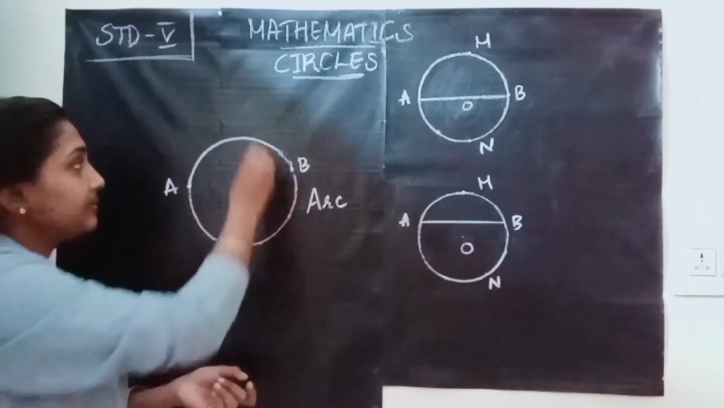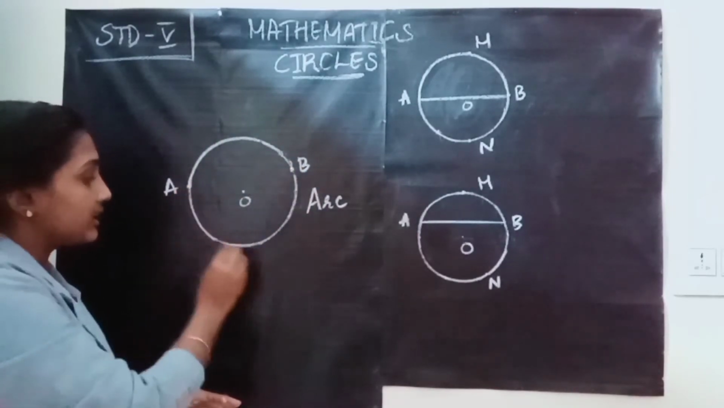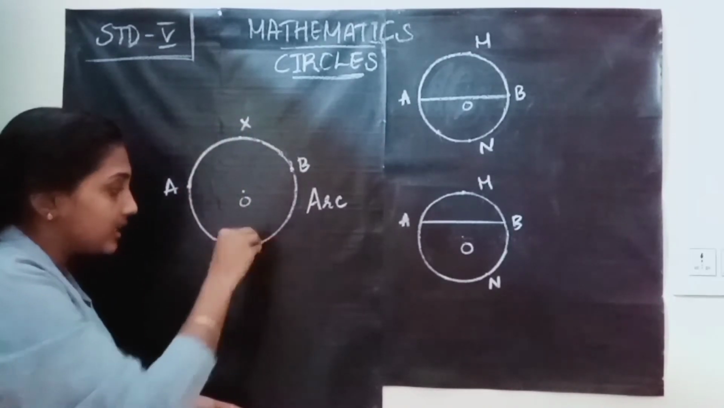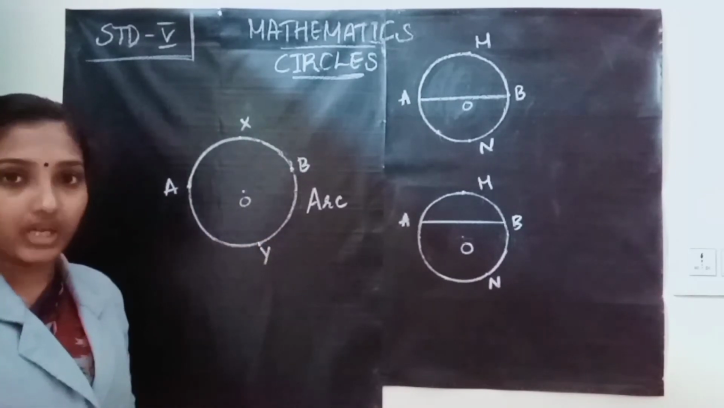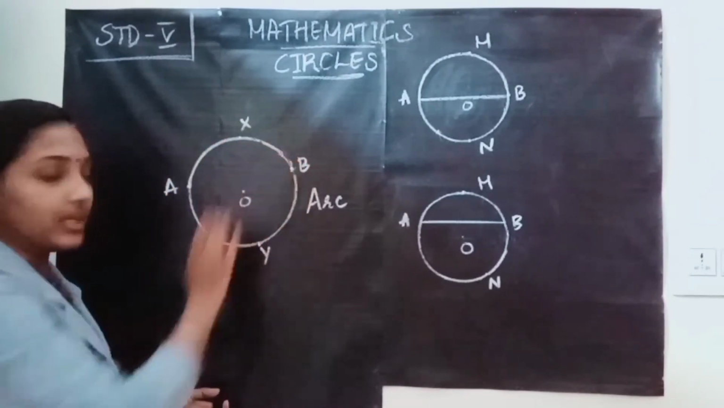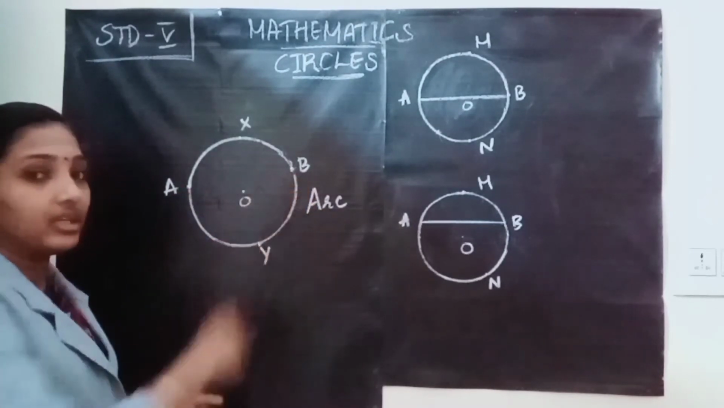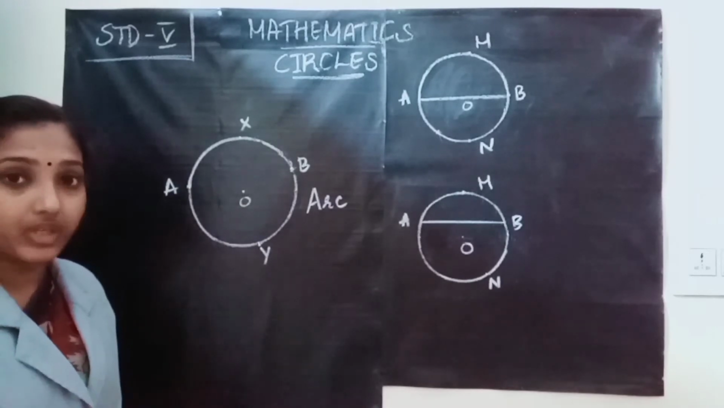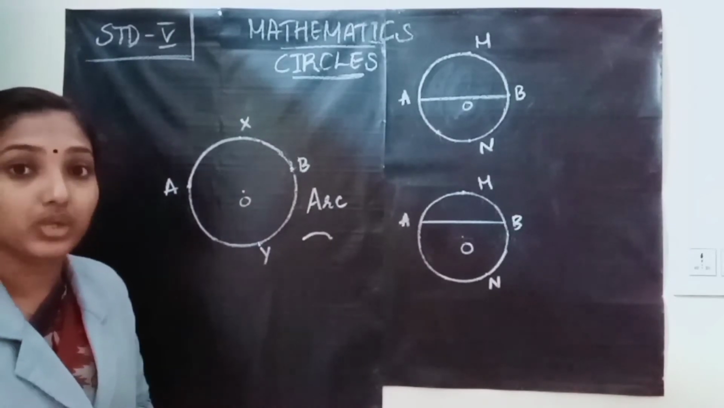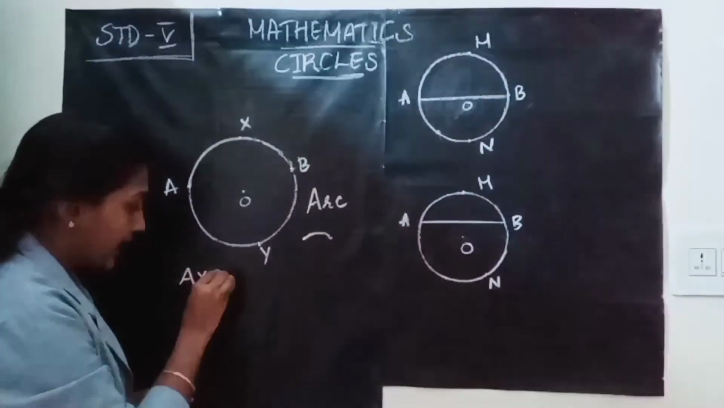Here this arc is called the minor arc. Taking any point from this arc, let it be X, and taking a point here, let it be Y. The arc AXB is called the minor arc, and AYB is the major arc, and we denote an arc using a curved line symbol. So we can name the arc as arc AXB.